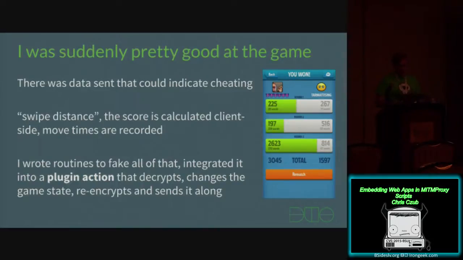So like I said, I wrote some routines to fake all that and wrote a plugin action for it. Basically it'll take that encrypted blob, decrypt it with the AES key and IV from the request, change the state to basically say that you got a bunch of points and you played a bunch of words and you're really good, re-encrypt it and send it along to the server, and you get a bunch of points.